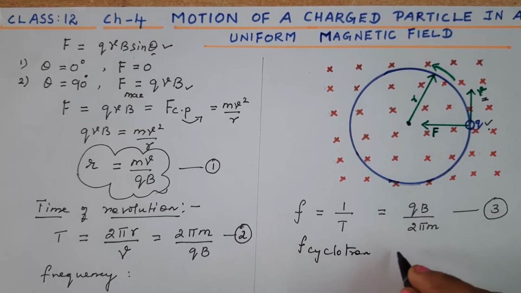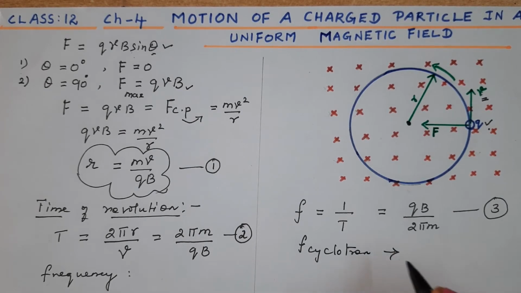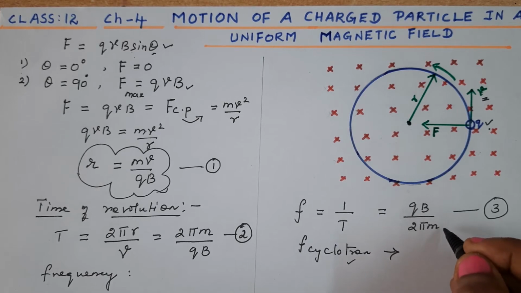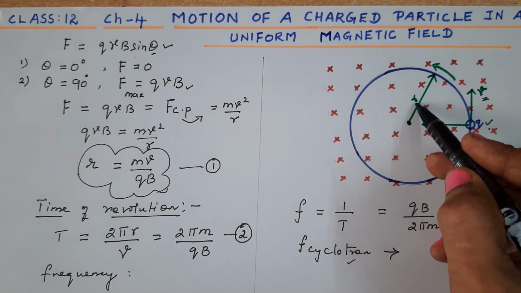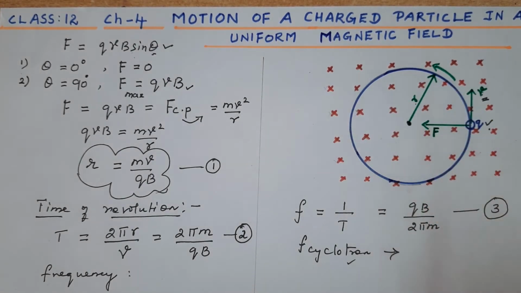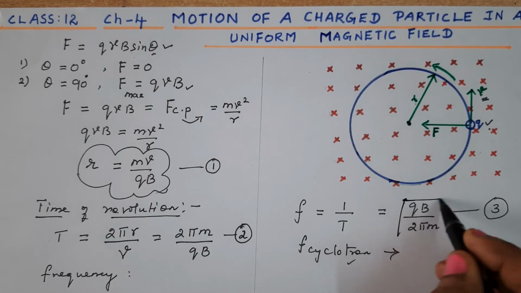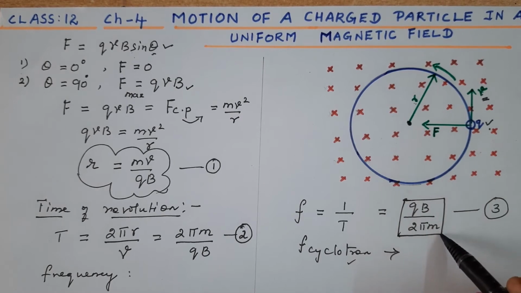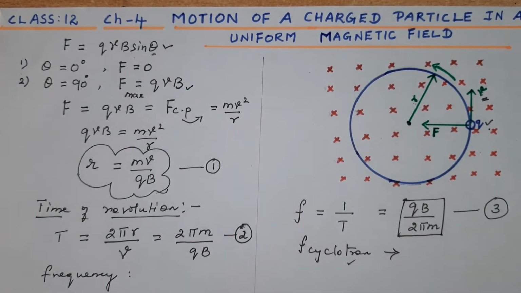These are devices used for accelerating particles to greater speed, and therefore this frequency is called the cyclotron frequency, having the same formula qB upon 2 pi m. We can also note that this frequency is independent of the radius of the path, and also independent of the speed with which the particle completes the circular path. In this expression for frequency, R is not there, and V is not there, and hence the frequency is independent of R and V as per equation number 3.